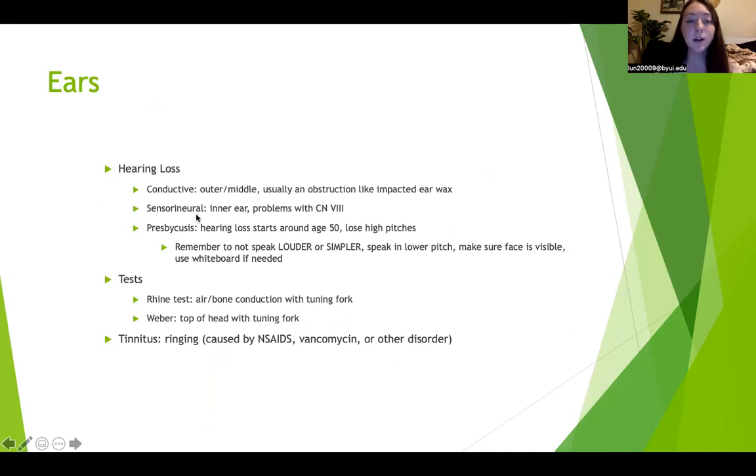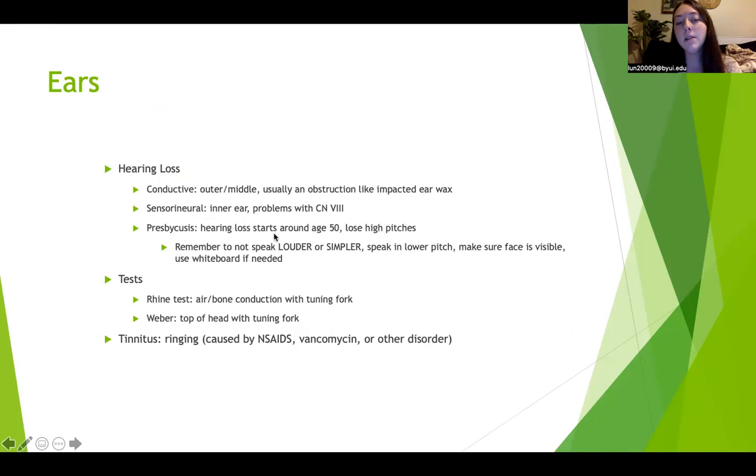Okay, sensorineural is inner ear problems with cranial nerve 8. So this is not just going to be fixed with hearing aids or something like that, because it's something wrong with the actual connection from the ear to the brain. So the brain's not able to process that sound.